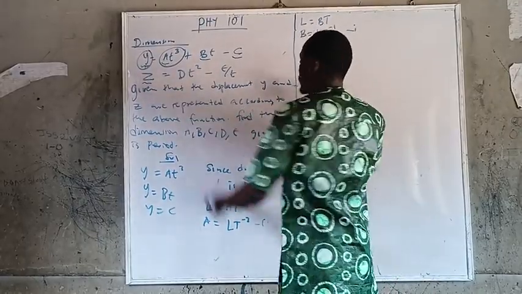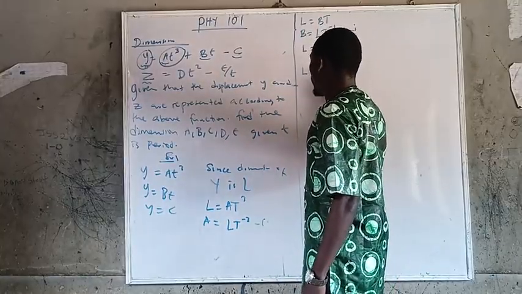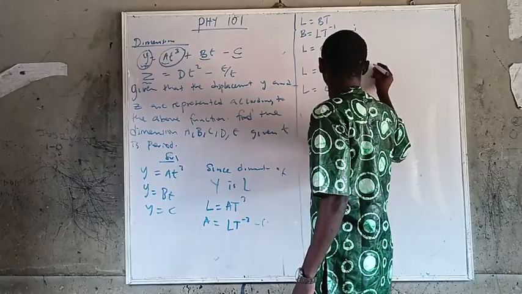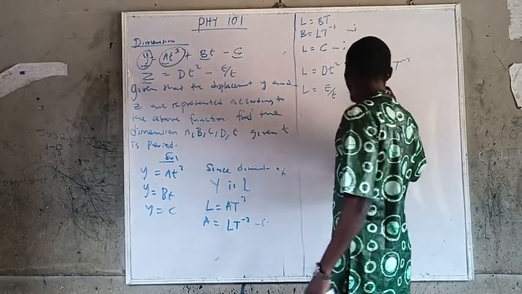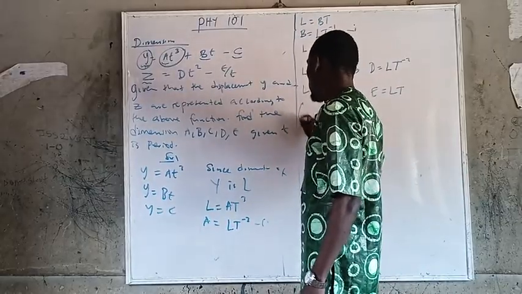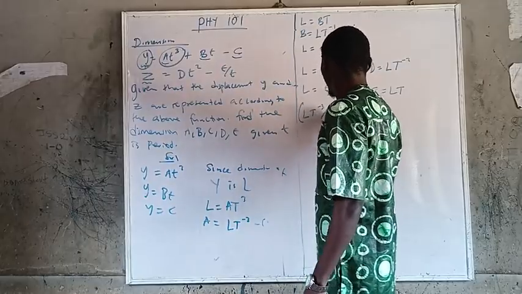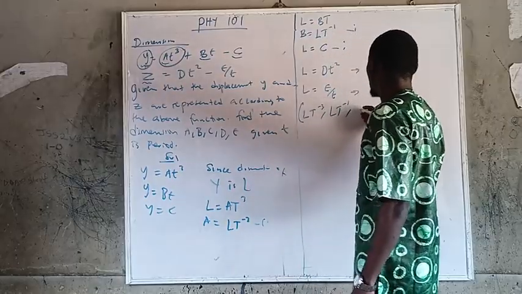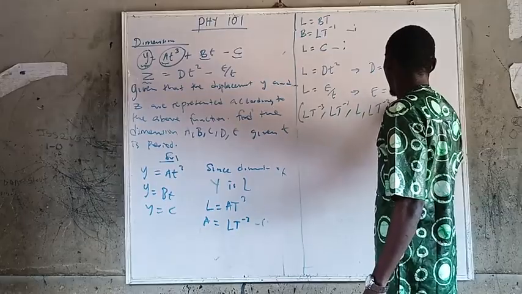Now coming back here, Z. For Z, the dimension of Z is also L. L is equal to dt square. L is also E over T. So from here, we can infer that D is equal to L per T square, and from here, we can infer that E is equal to LT. So altogether, respectively, A, B, C, D are: A is L per T cube, B is L per T, C is L, D is L per T square, while E is LT.